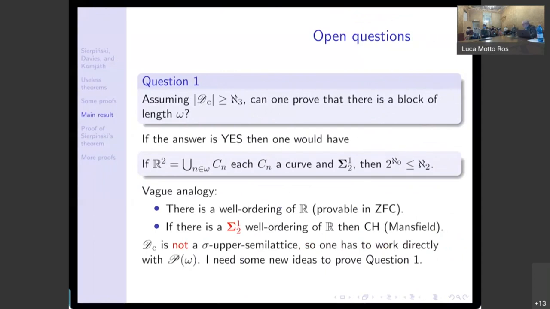But look, the constructible degrees are not a sigma upper semi lattice. So, what do you mean? You know, come on, I've got countably many reals, I can just apply that theorem. No. Yes, you can do it, but that's not what you want, because that construction depends on the order that you present the reals. If you take countably many constructible degrees, then you have to choose a representative, and maybe by choosing them, you're actually encoding lots of stuff, and that's not something that you should do. So one has to work directly with this thing, and so I need some new ideas to prove it.